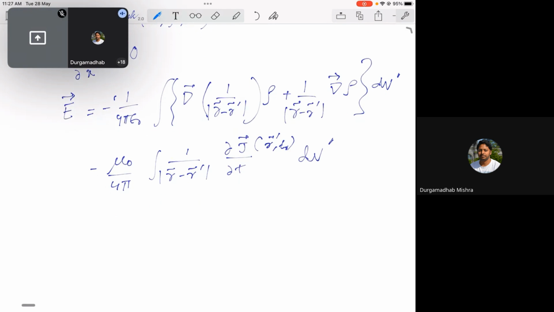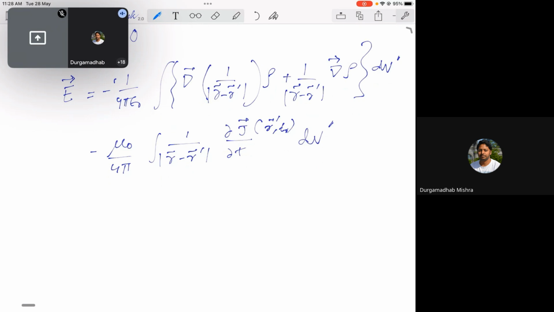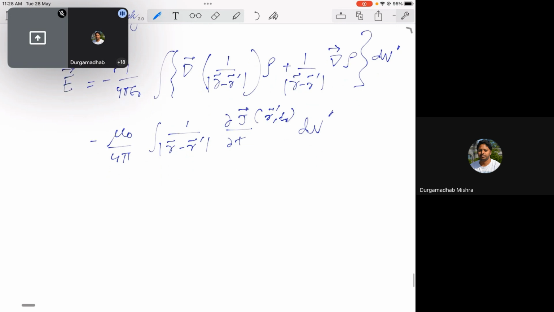Now you can write all these terms explicitly. So you can calculate the gradient of 1 by |r minus r prime|, and the gradient of rho. This you just do yourself, and what you will find eventually is 1 by 4 pi epsilon naught, rho of r prime, e_r. This differentiation you have done in mathematical physics, and partially you must have done in electrostatics as well.